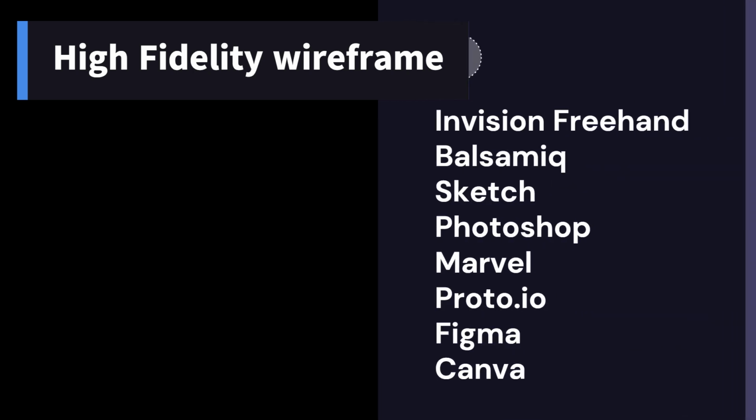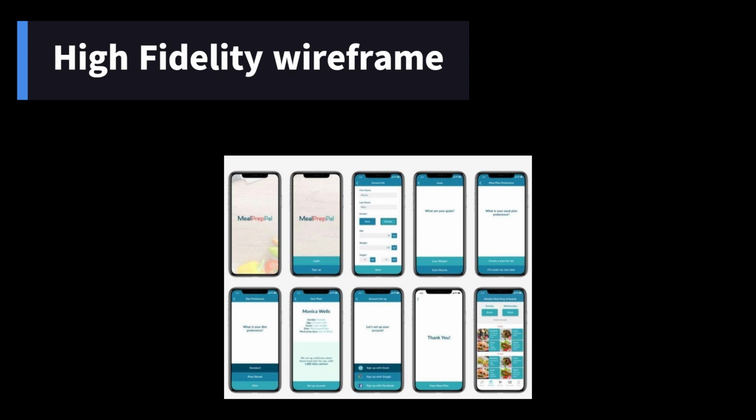Let's look at high fidelity wireframe. High fidelity wireframe is done after the low fidelity wireframe to make the structure clean and clear with the design tools like InVision Freehand, Balsamiq, Sketch, Photoshop, Marvel, Proto.io, Figma, and Canva. So those are the design tools for wireframing. This is an example of a high fidelity wireframe. You can see how the structure is clean and clear.